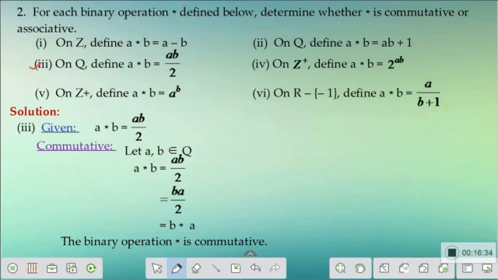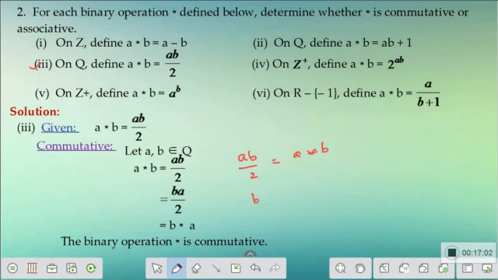Commutative says let A, B belong to Q. When you have two elements in the set Q, A star B equal to AB by 2, where AB is nothing but a product. The product will also be an element in the set Q. AB can be very well written as BA. So you can see A star B equal to BA by 2, but BA by 2 is nothing but your B star A.